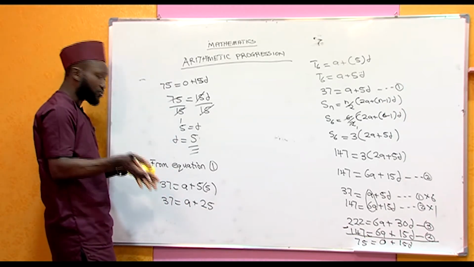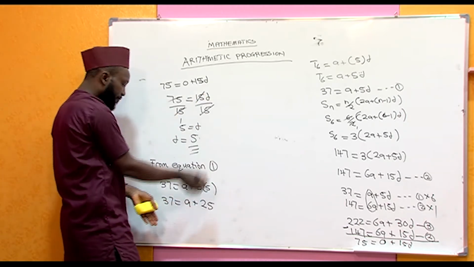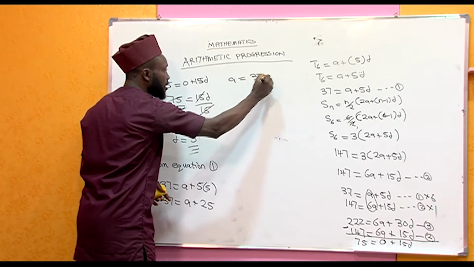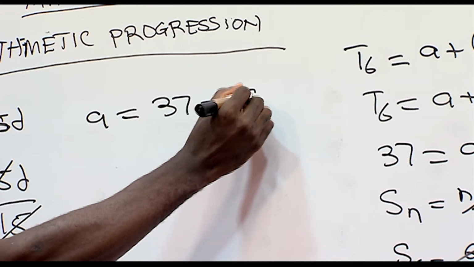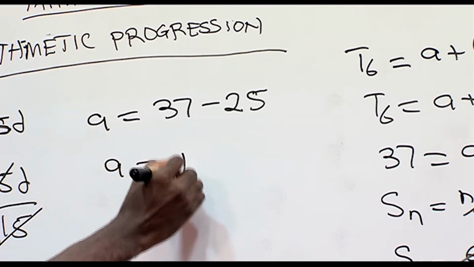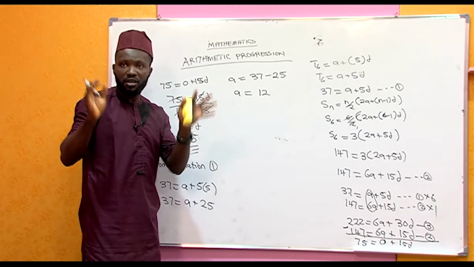But we are looking for the first term. All I need to do is collect like terms, bring this one over to meet its family. From here, my A is now going to be equal to 37 minus 25. And A is now going to be equal to 12, which means the first term is equal to 12.